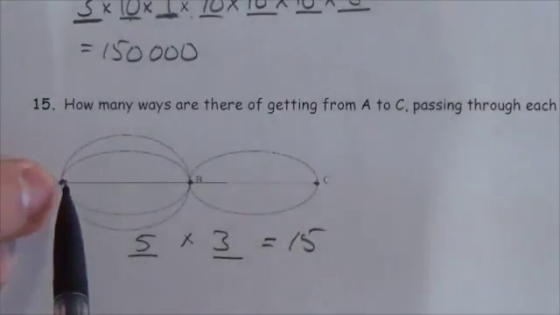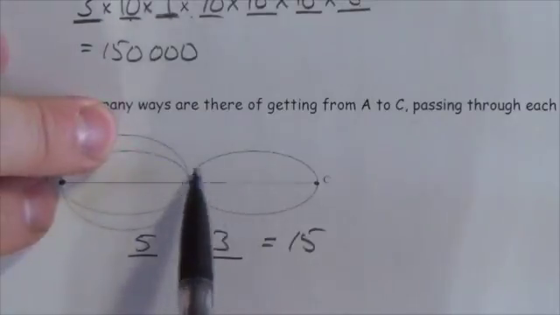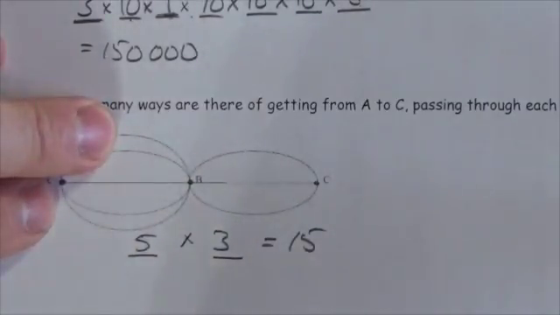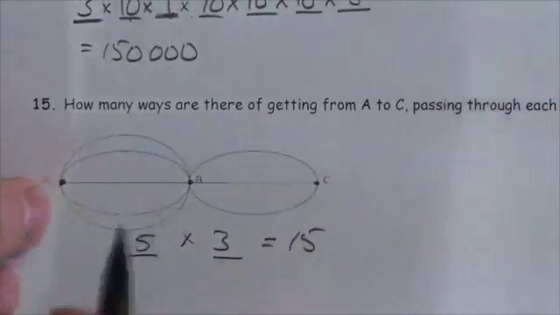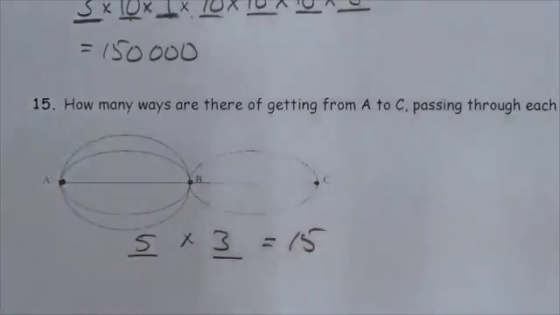Now that makes total sense. If I go from here, A to B, using this top one here, then there is 1, 2, 3 different ways I could then finish it. If I take this one, there could be 1, 2, 3 different ways that I could finish it off there, and so on. So yeah, 15 makes perfect sense there.